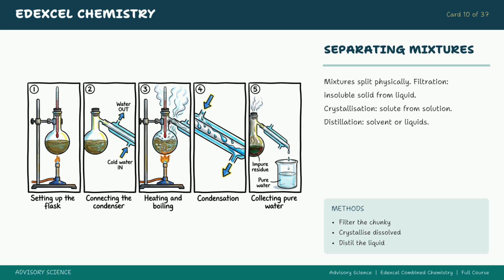Simple distillation separates a solvent from a solution. So that's when you have two liquids, such as ethanol in water. And what you do is boil the mixture, and then the liquid with the lower boiling point evaporates, leaving behind the liquid with the higher boiling point. You might be familiar with fractional distillation of crude oil.